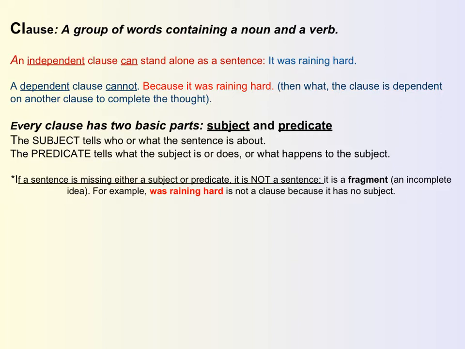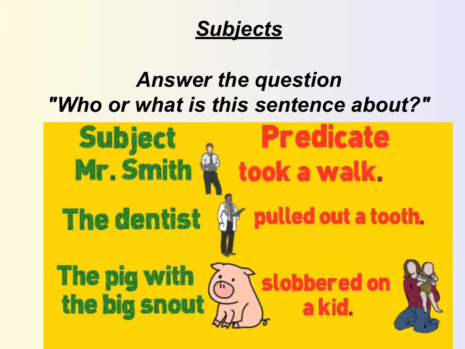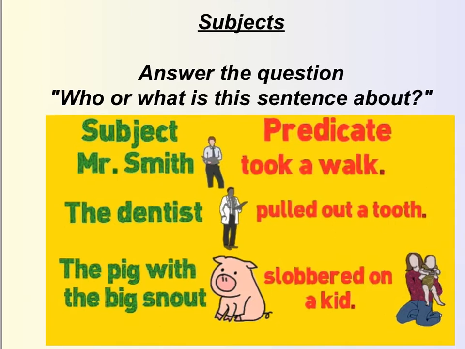For example, if you read in a book or somewhere, "was raining hard," this is not a clause because it has no subject. What was raining hard? Generally, subjects answer the question, who or what is this sentence about?